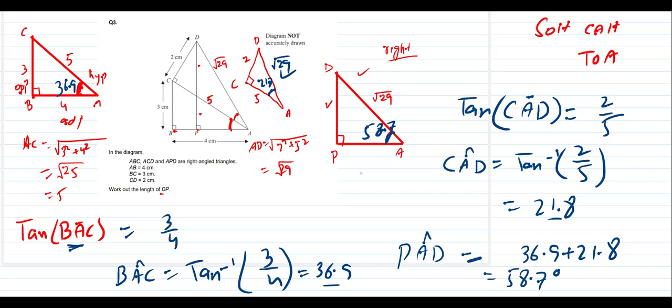So now you have this triangle. You have this one, this is the hypotenuse. And you need to find this one, which is the opposite. So this time you will obviously use sine, because you have the hypotenuse and you want the opposite.